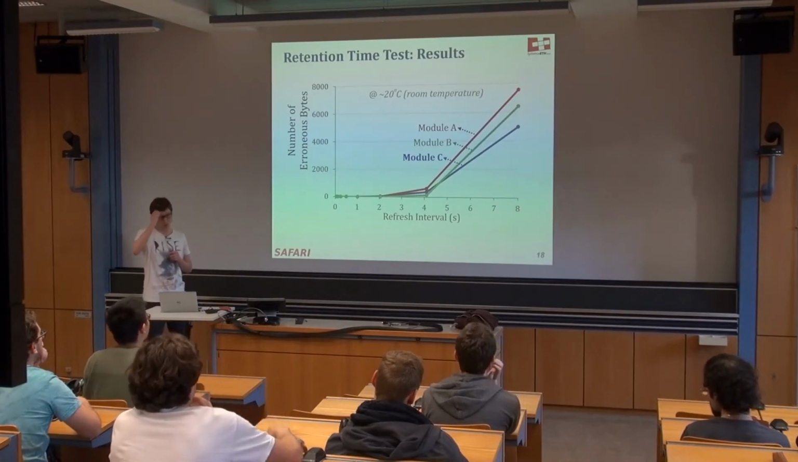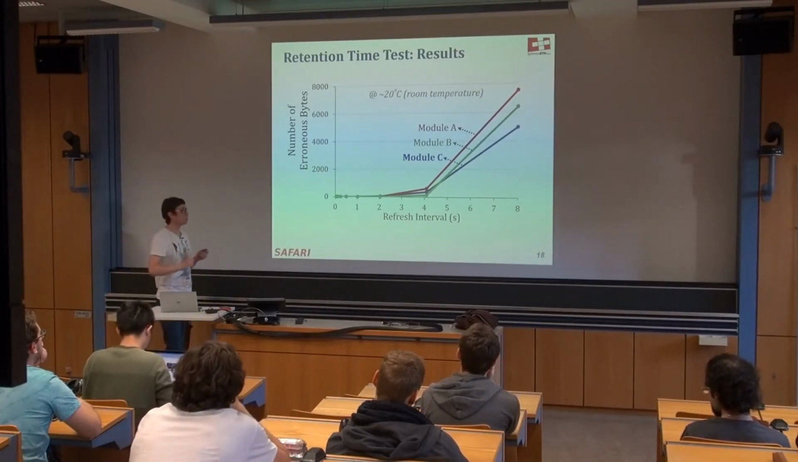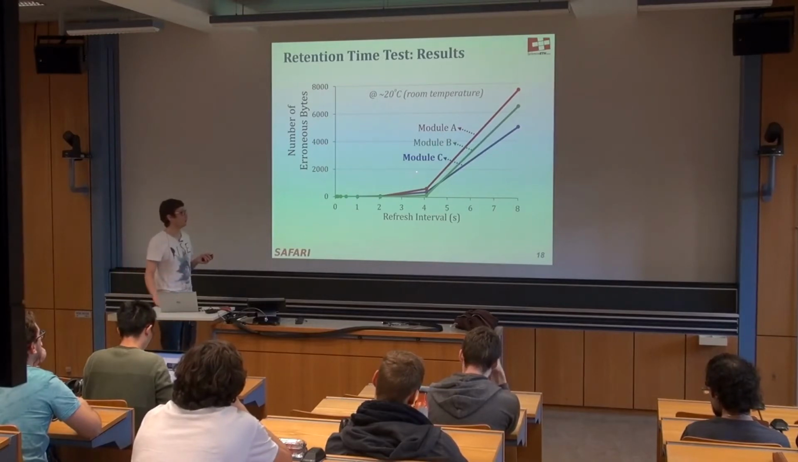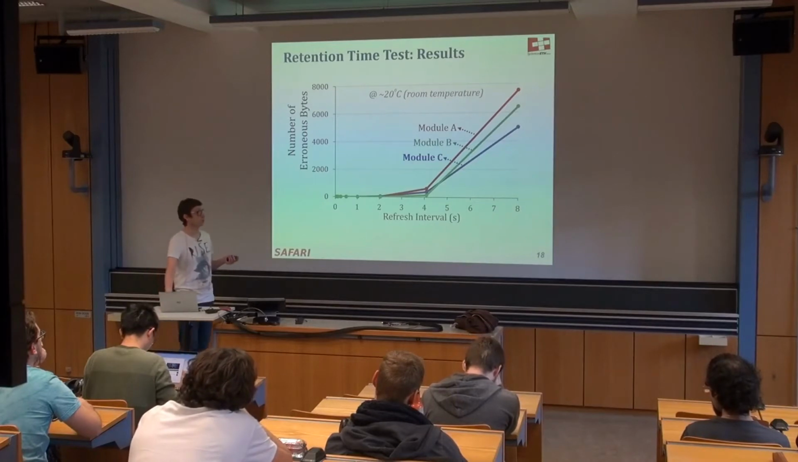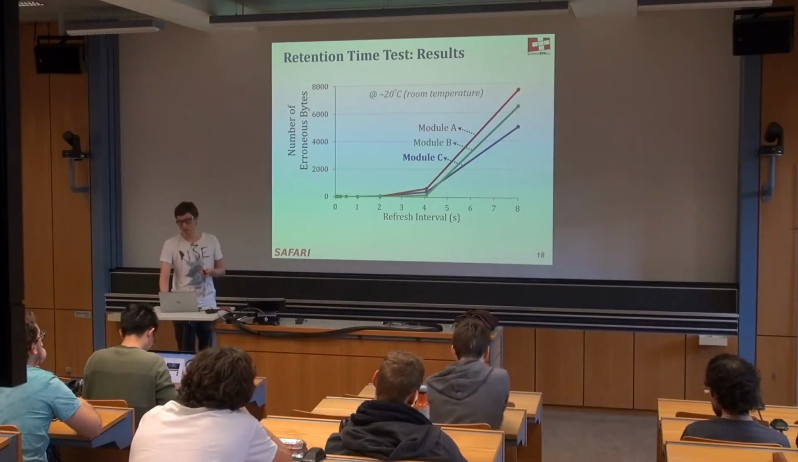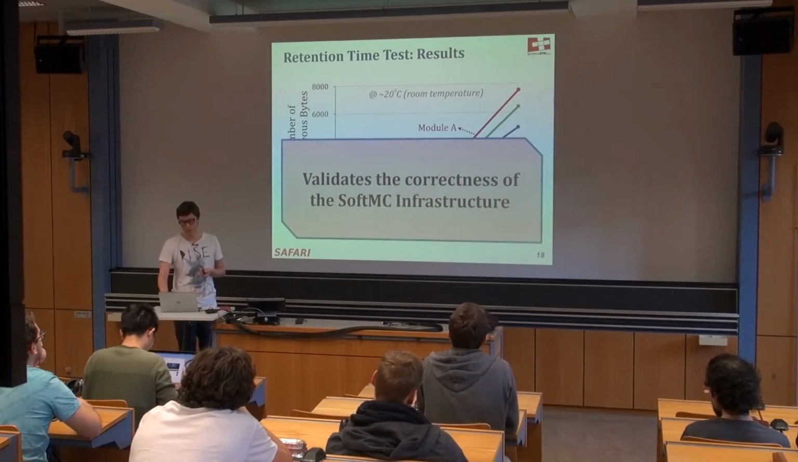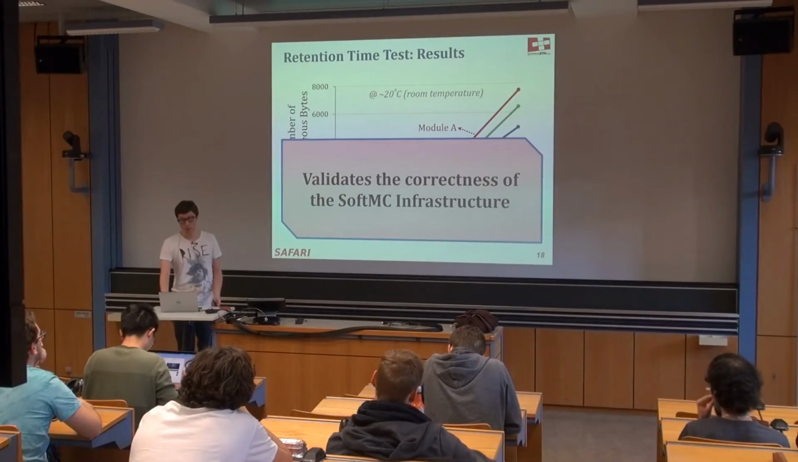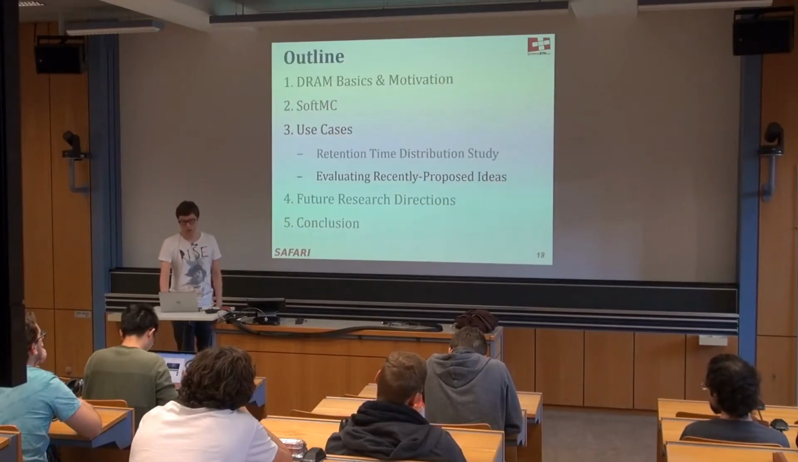Okay, and those are the results that we get. Here we show the number of bytes that have at least one error for 3 different modules, and I think those are averages across multiple modules from each vendor. Here A, B, C are different DRAM vendors. We find that those results match results previously reported by prior work. So basically this experiment validates the correctness of our implementation.